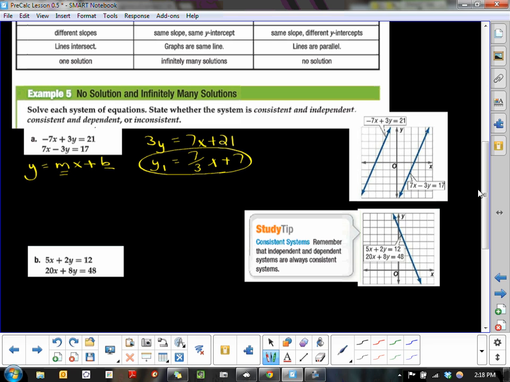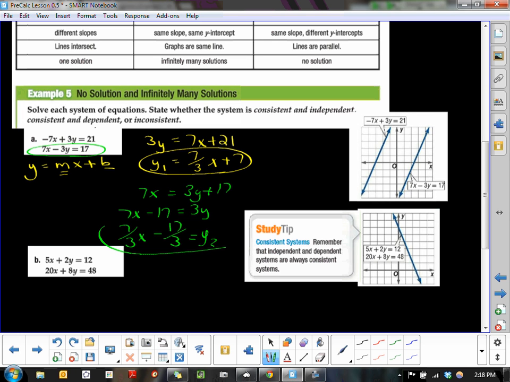Then I want to go back to the second equation, and I want to do the same thing with it. I want to solve this one for y. So I'm going to have 7x equals, I'm going to add the 3y, plus 17. Then I'm going to subtract the 17, 7x minus 17 equals 3y. Then I'm going to divide by 3, so that means 7/3 x minus 17/3 equals y. And that's my second equation.